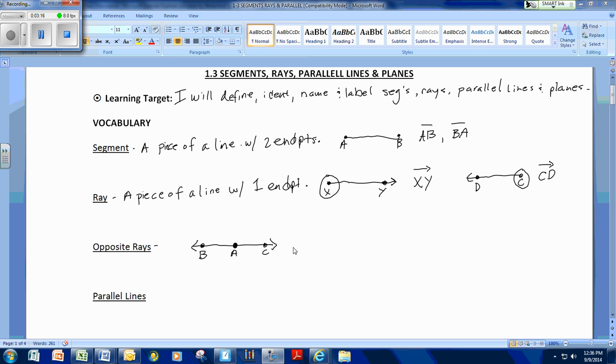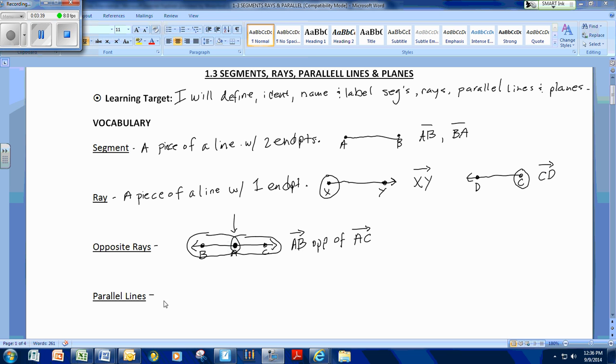Okay, so in this case, ray AB, which is this ray right here, is opposite of ray AC, which is right here. So they share a common endpoint and they go in opposite directions.